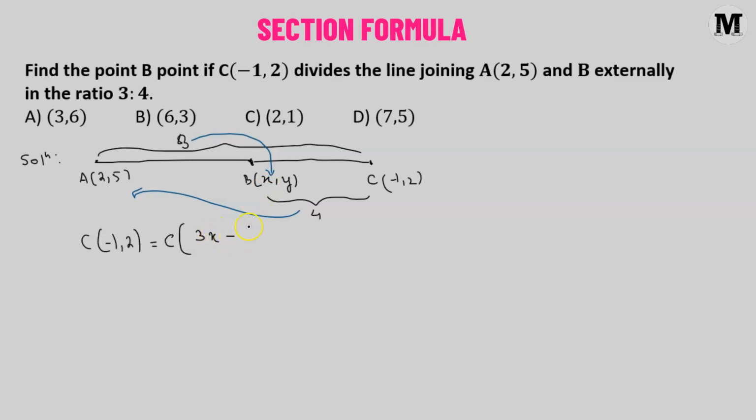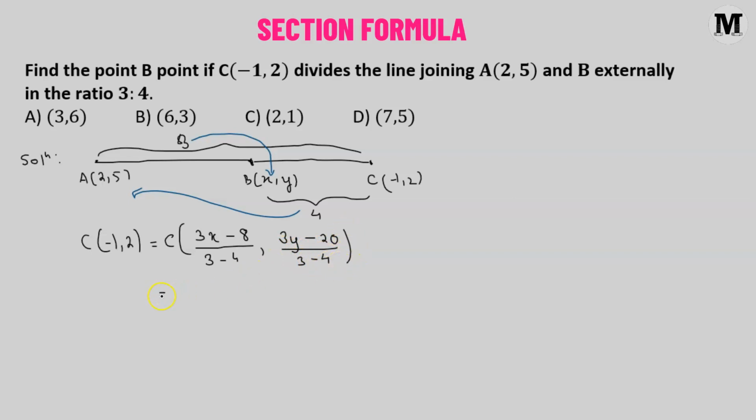Then we have to do subtraction because we are doing the external section formula. Now we will take 4 and multiply with the x coordinate of A. So 4 times 2, that's going to be 8. So we have 3x minus 8 divided by the difference of the ratios, so we have 3 minus 4 in the denominator. Now coming to the y coordinate, we'll take 3 and multiply it with the y coordinate of B. So that's simply y. So we have 3y minus 4 times the y coordinate of A, which is 5. So 4 times 5, that's 20. So we have 3y minus 20 divided by 3 minus 4.